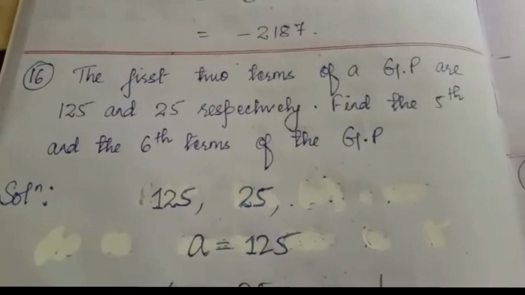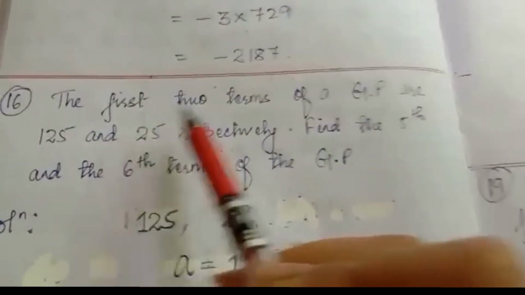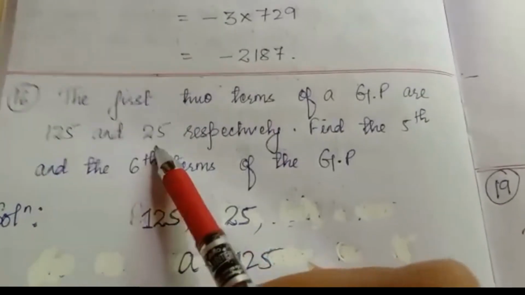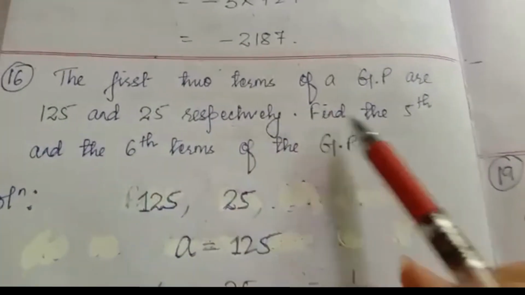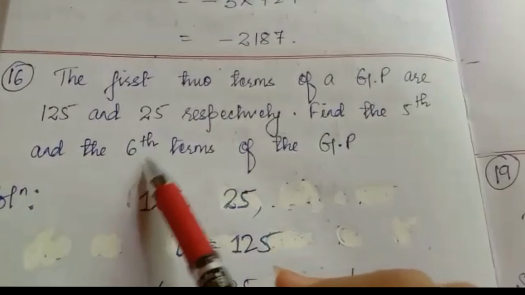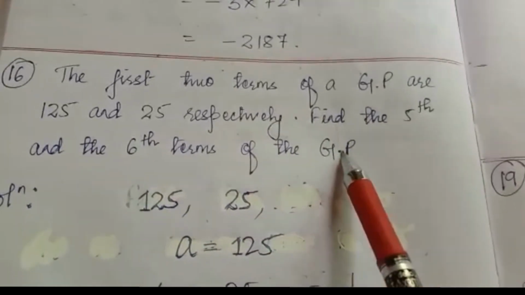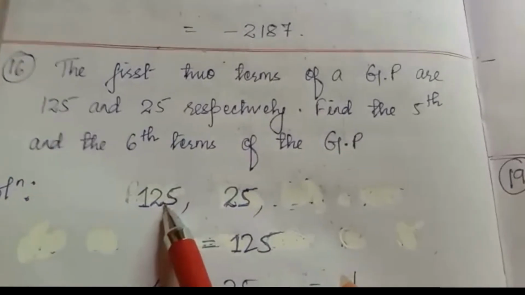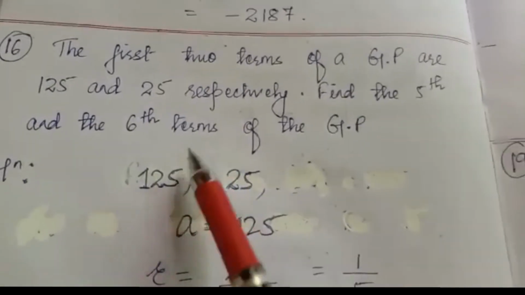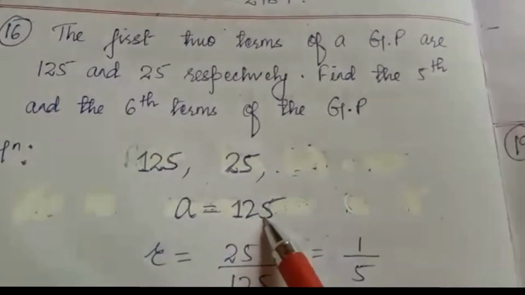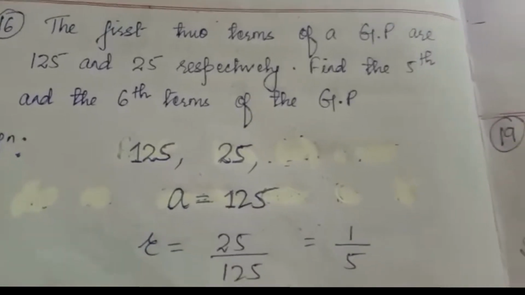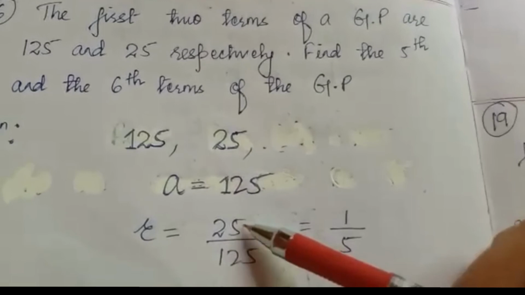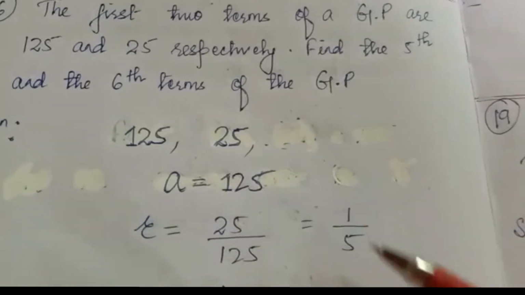Next question number 16. The first two terms of a GP are 125 and 25 respectively. Find the fifth and the sixth terms of the GP. So here first term and second term are given. First term is 125, second term is 25. Value of A is 125 and R, the common ratio, is the second term divided by the first term. So 25 by 125 is 1 by 5.